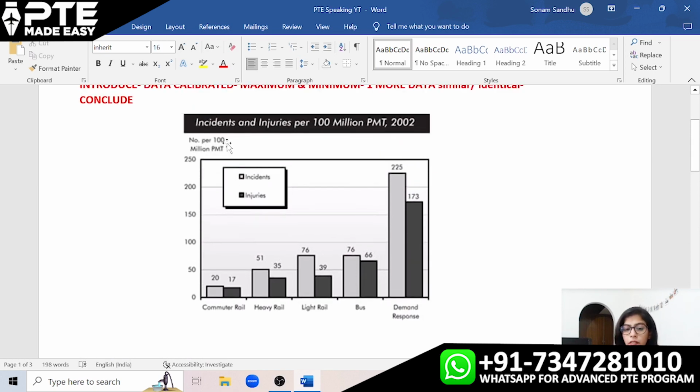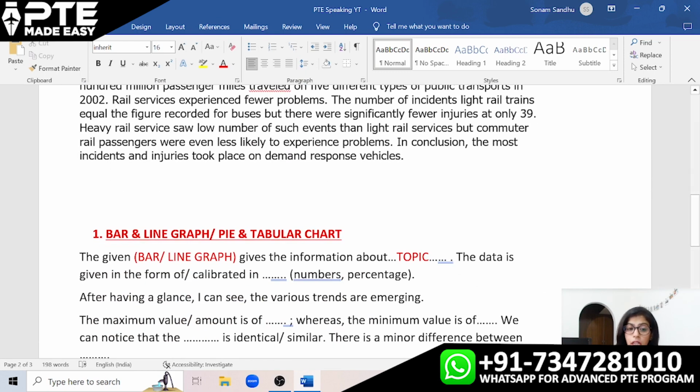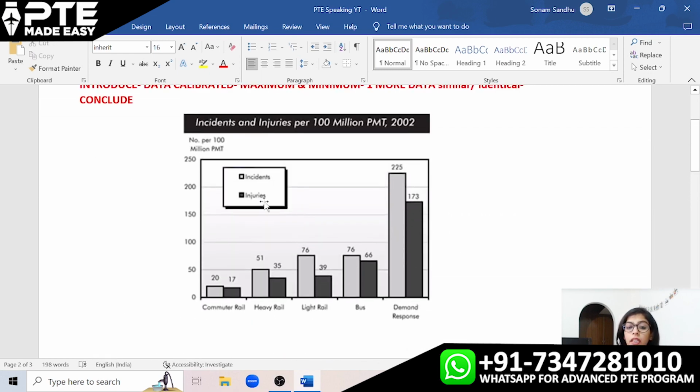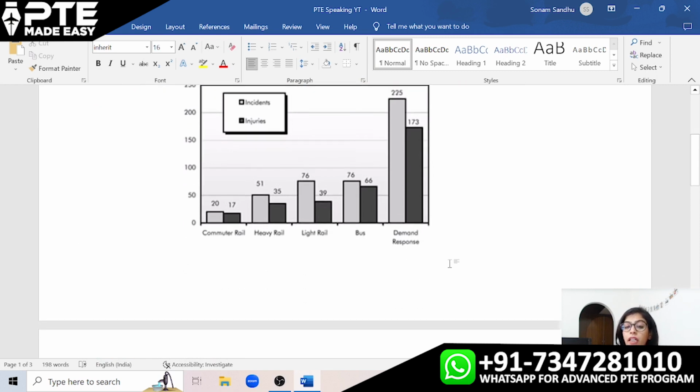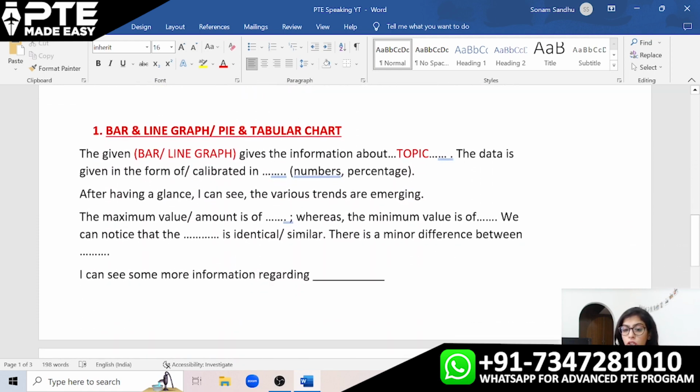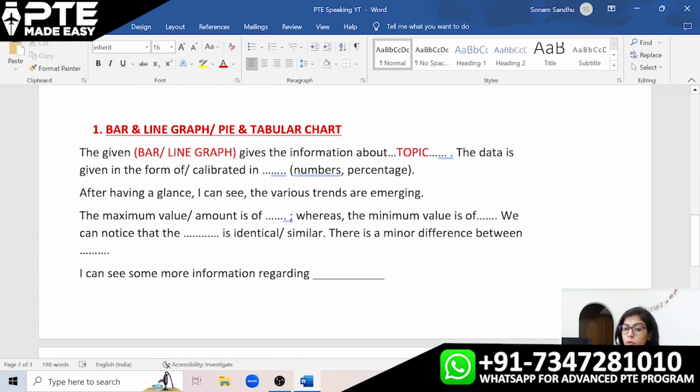So here we have gotten to know what they are explaining, but how can we speak up on this easily in 25 seconds? We can simply say the given bar graph gives the information about the number of incidents and injuries that took place per 100 million passenger miles travel in the year 2002. So fill in the blank: in the year 2002.